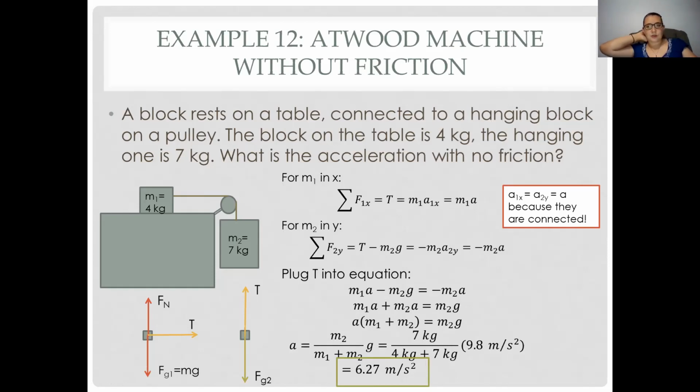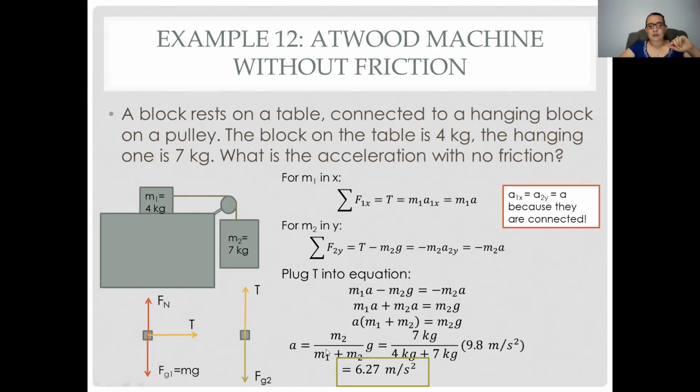Now let's ask ourselves just really quickly, does this make sense? Well, let's take a look at our equation that we came up with. If mass 2 is 0, then we get 0 times g, which is 0. So there would be no acceleration. And that makes sense. If there's no hanging weight here, then there's nothing to pull this other block off the table, right? So it wouldn't move anywhere. So our acceleration being 0, if M2 is 0, that checks out.